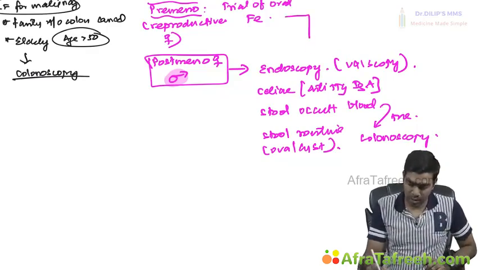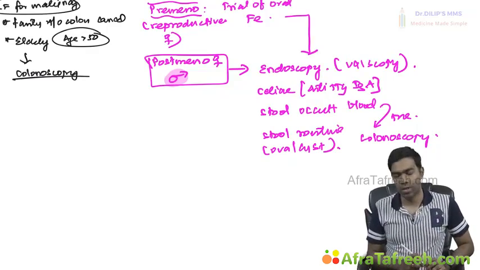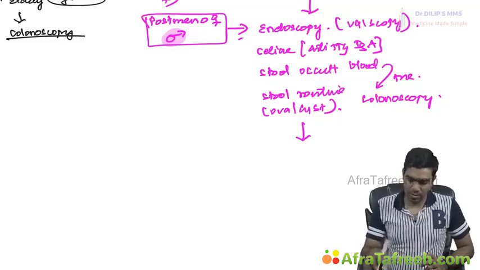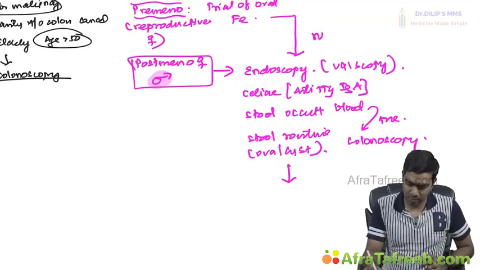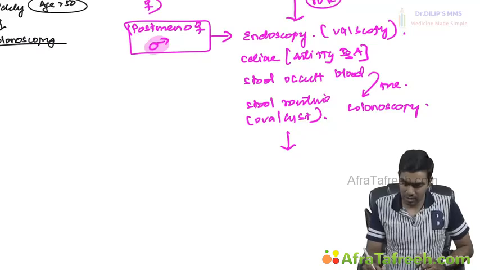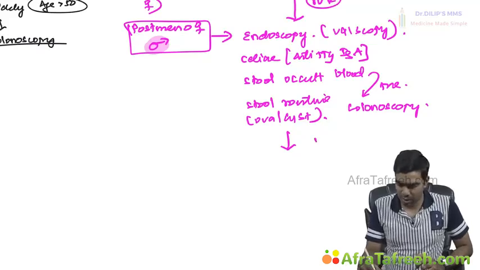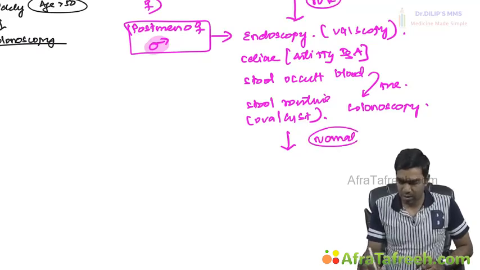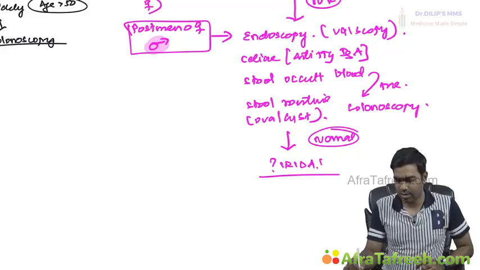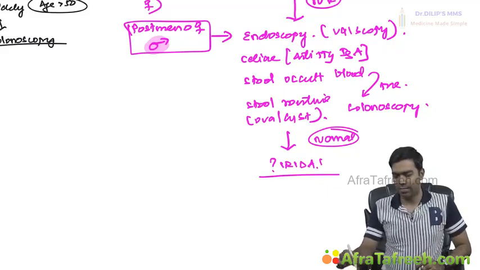So if the trial of oral iron is not working, then you can do all this process. If the patient is still not responding to oral iron, then you can go for all this testing. If this is also clear, completely normal, then think about probably congenital disorders like IRIDA, that is iron refractory iron deficiency anemia.